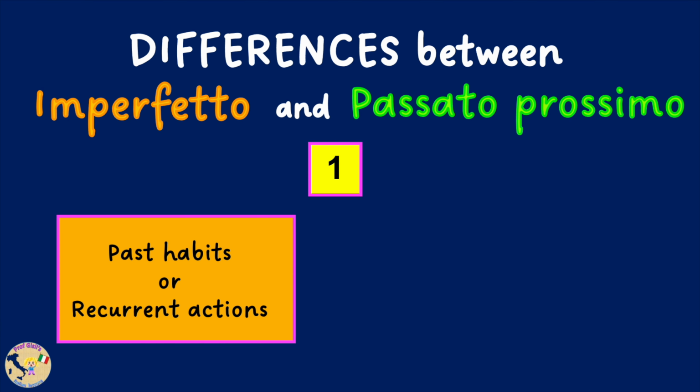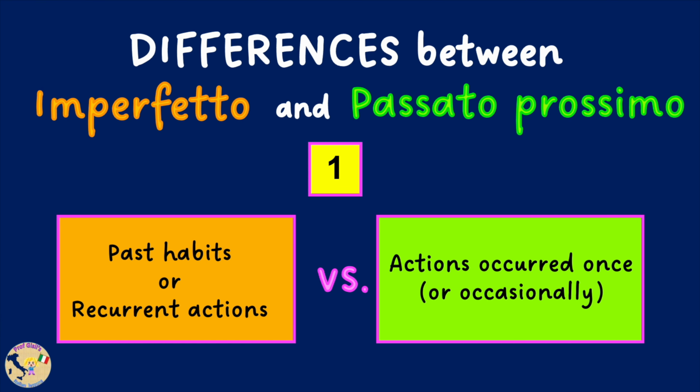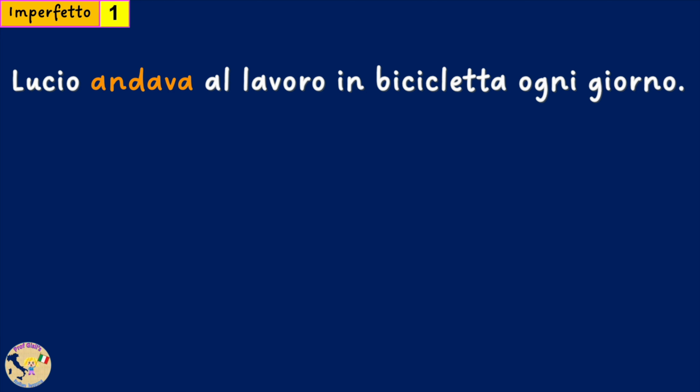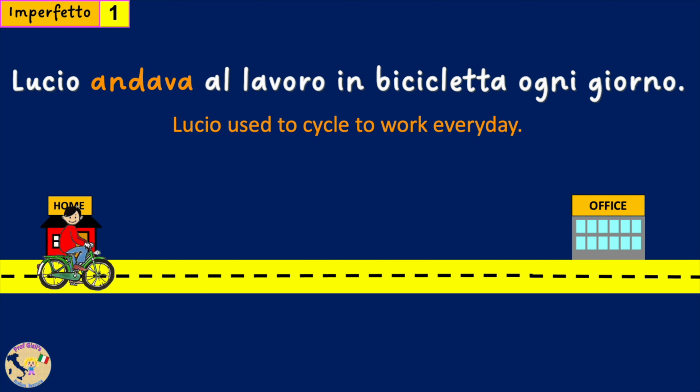Past habits or recurrent actions versus actions occurred once or occasionally. Imperfetto. Lucio andava al lavoro in bicicletta ogni giorno. In this sentence, the use of the imperfetto andava emphasizes the recurrent nature of the action. For Lucio, cycling to work was a daily habit. We do not know when the habit started or ended. We just know that it occurred again and again over an indefinite period of time.